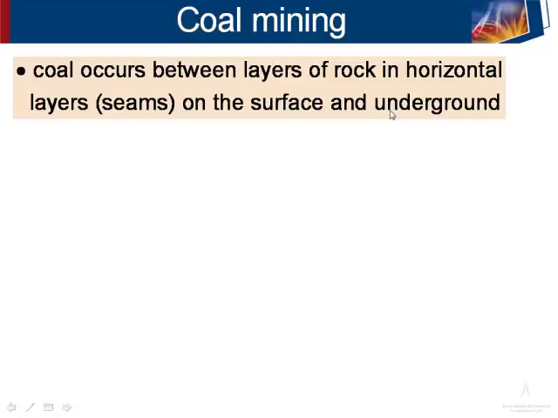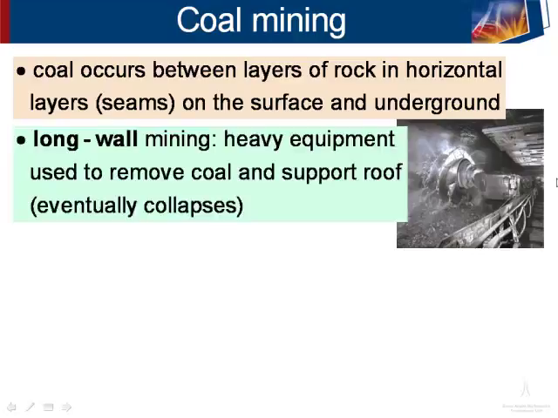The result is that you get open cast mines which are used to collect the coal from the surface of the earth, whereas deeper underground coal is mined by shafts, mine shafts that are sunk deep down, and horizontal tunnels are then dug into the coal. In longwall mining, heavy equipment is used to remove the coal, and heavy equipment is used to support the roof, because the roof could eventually collapse if there's not a strong support system put into the mine.